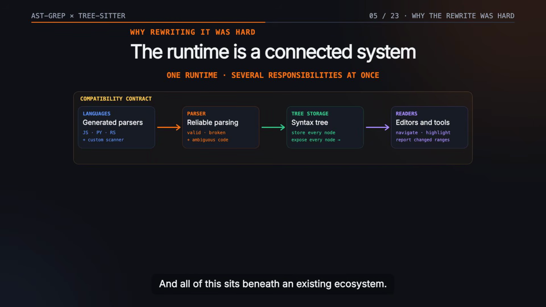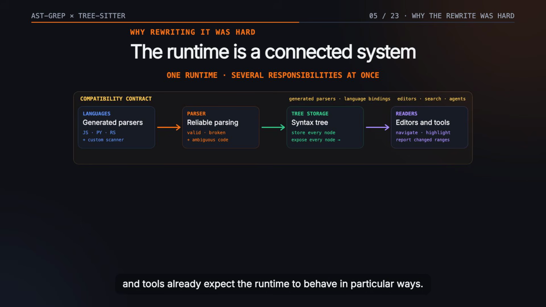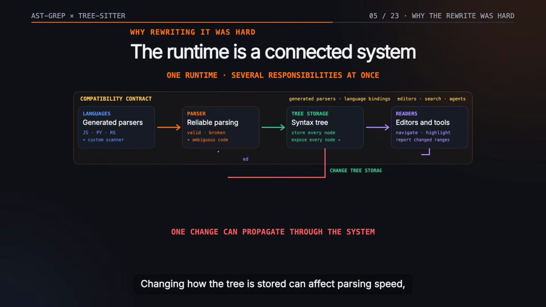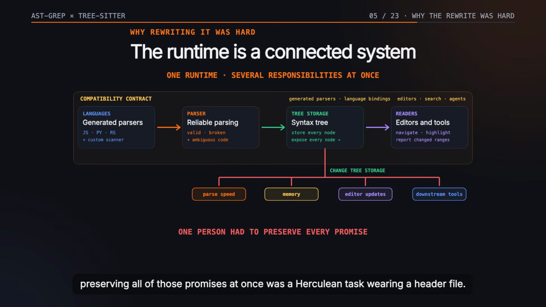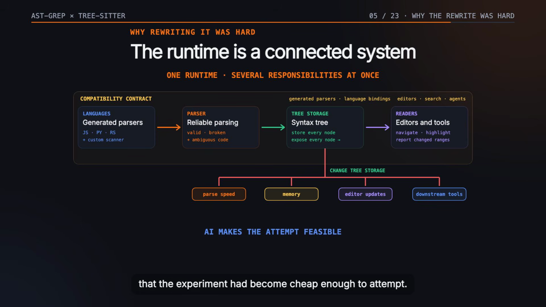And all of this sits beneath an existing ecosystem. Generated parsers, language bindings, editors, and tools already expect the runtime to behave in particular ways. These responsibilities are connected. Changing how the tree is stored can affect parsing speed, memory use, editor behavior, and downstream tools. That is why a rewrite had stayed on the shelf. For one person, preserving all of those promises at once was a Herculean task wearing a header file. Then AI-assisted rewrites showed that the experiment had become cheap enough to attempt. So I asked ChatGPT to attempt it under one simple rule: change the language, not the behavior.